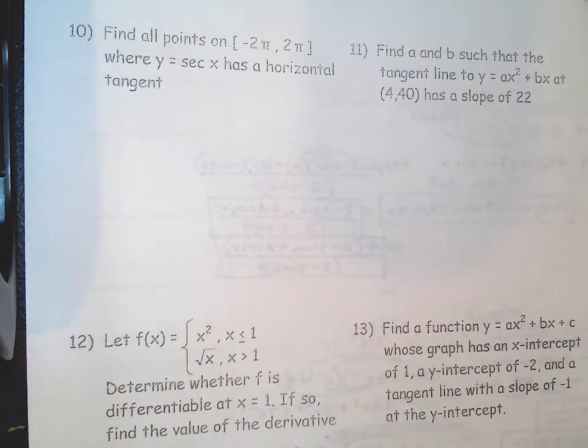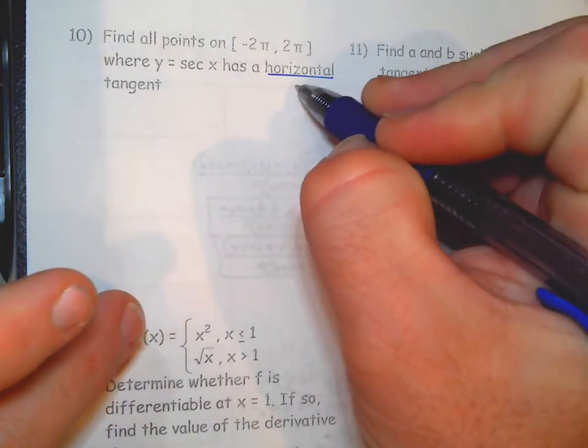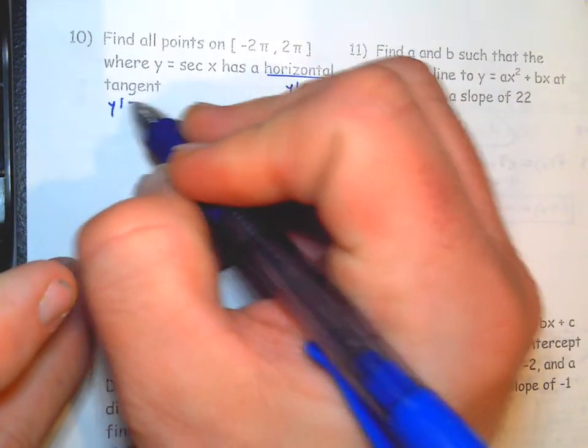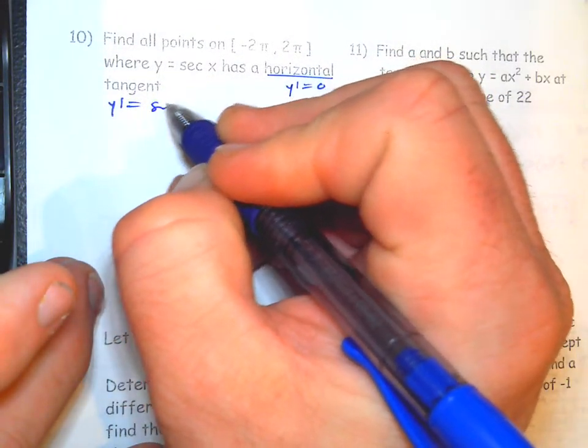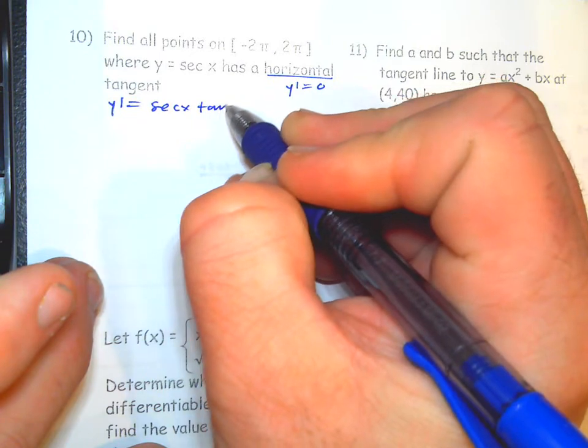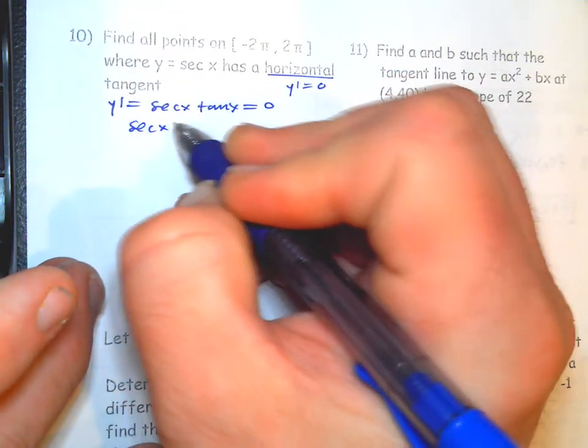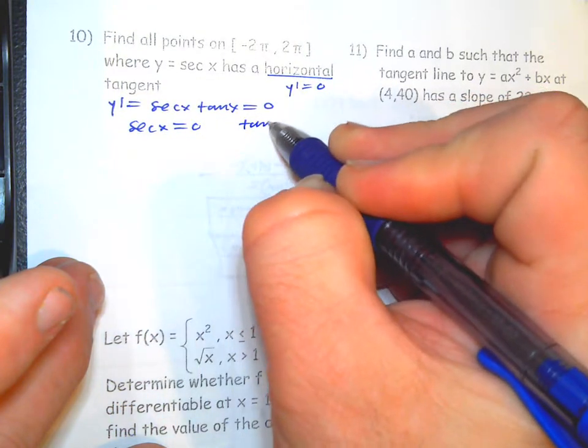Find all the points where that function has a horizontal tangent. For a horizontal tangent, the slope is 0, so we have to find the slope. Y prime, the derivative of secant, is secant tangent. We set that equal to 0, which means that secant equals 0 or tangent equals 0.